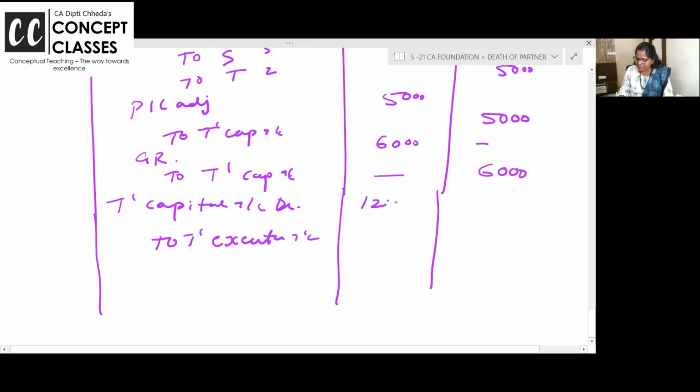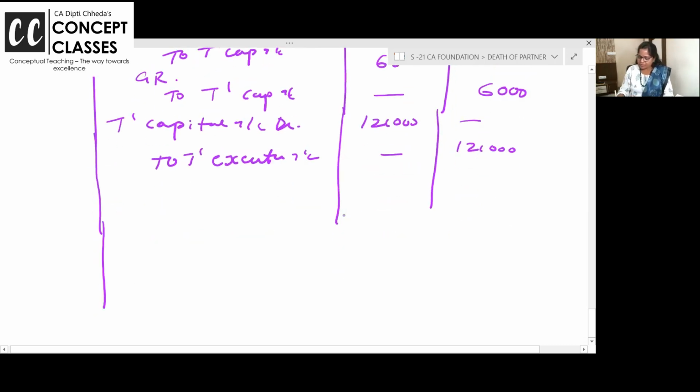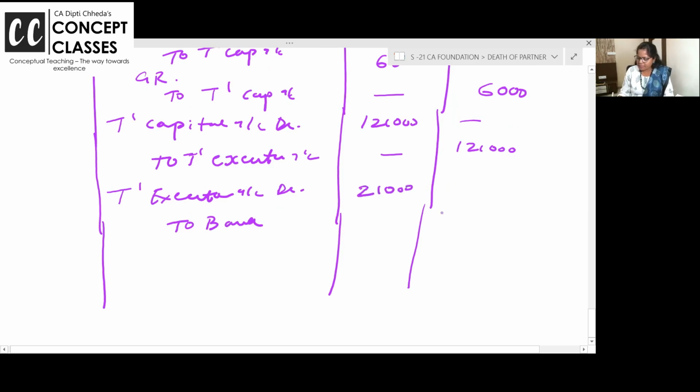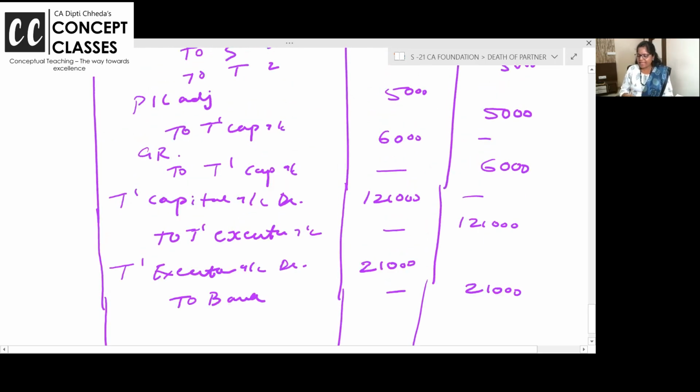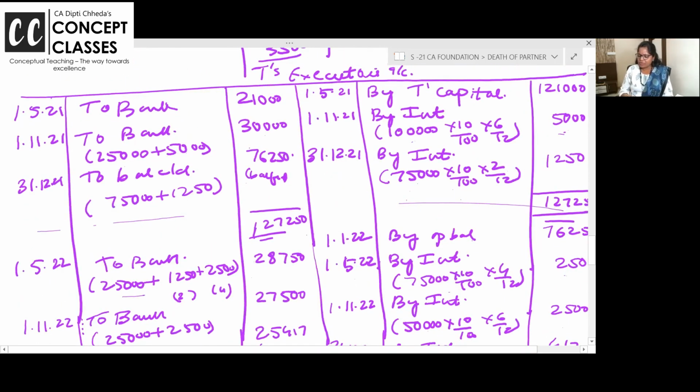Did I pass this entry? Debit T's capital account, credit his executors account. Immediately T's executor's account debit to bank. Pay T's executor from the bank. And now, just exactly look at the screen. We are doing this now.